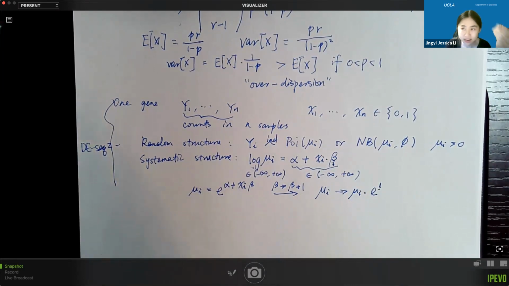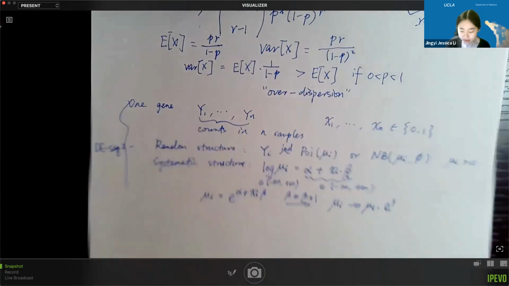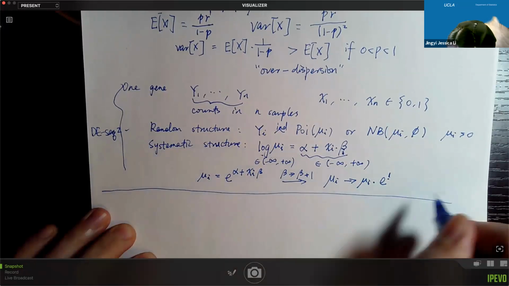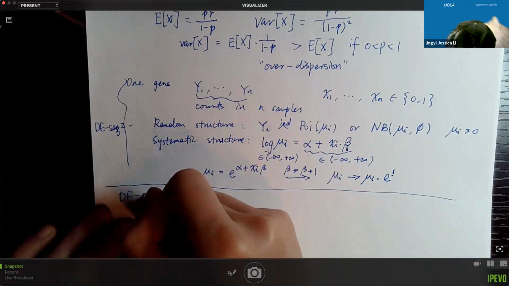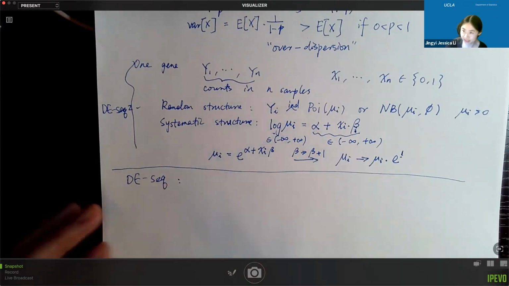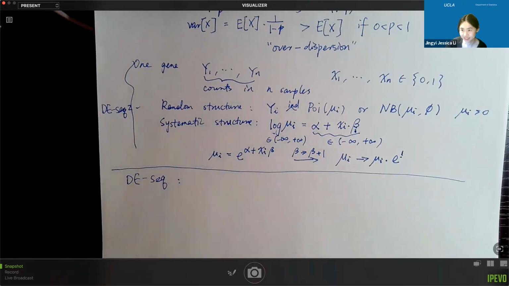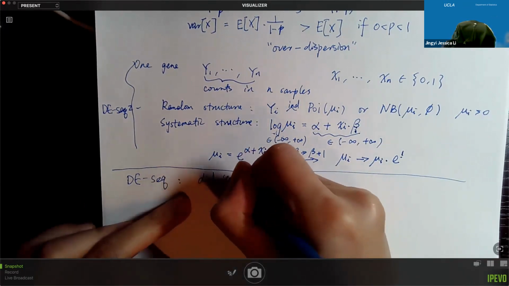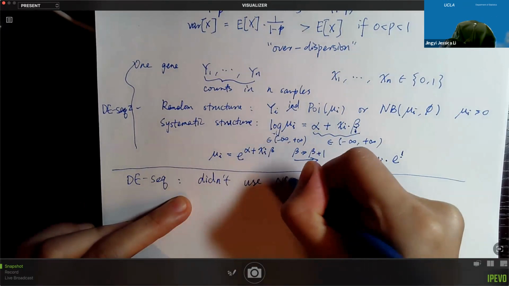Okay, so now let's return to DESeq, the original DESeq, and see what model it uses. Just to clarify, the original DESeq does not use negative binomial regression. It uses something else. And we can see whether that is necessary or whether we see some issue with that. It didn't use NB regression.